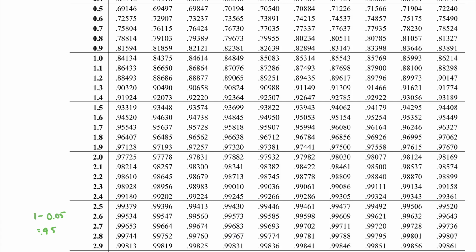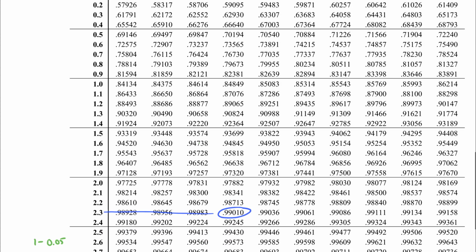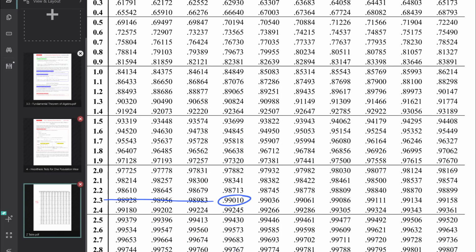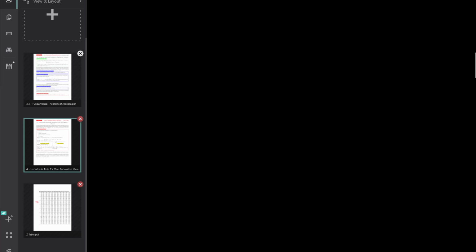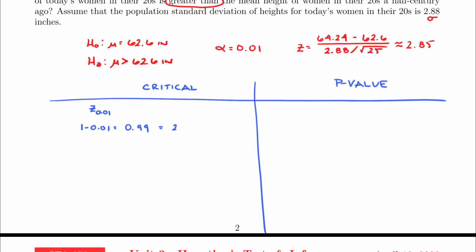The closest one to 0.99 is 2.33. That's what we'll go with. We could go with 2.325. Either one, it's not going to make that big of a difference. It's actually not going to make any difference at all in this case. But we do get that this is going to be 2.33. So we have the z-score that we're looking at.